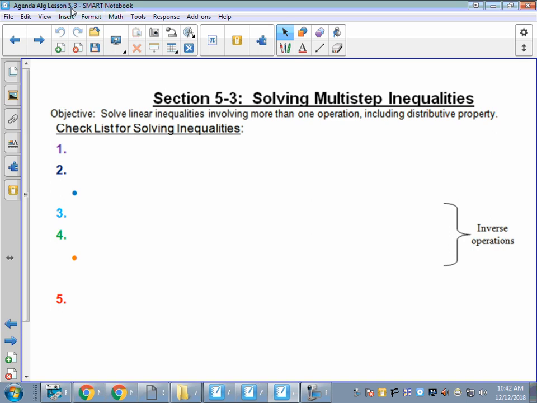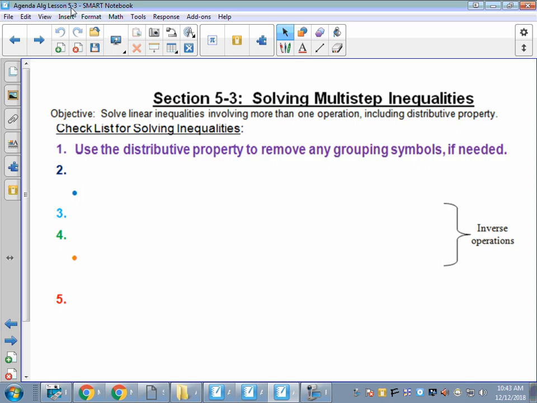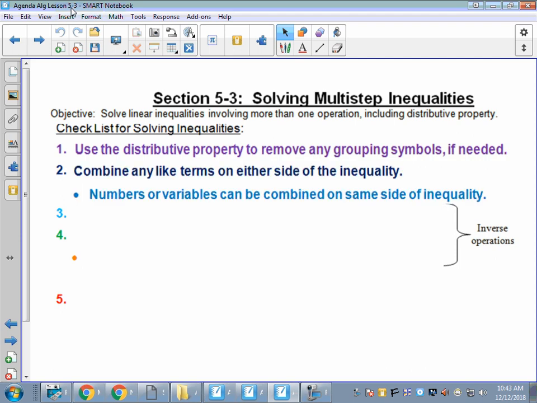So our checklist, number one, just like on equations, you're going to see it's going to be the same thing. Use the distributive property to remove any grouping symbols if needed. So if you see parentheses, brackets, or any other grouping, then use the distributive property to take care of that. The second thing here, combine any like terms on either side of the inequality. So just like an equation, if there are like terms on each side, then we can combine those.